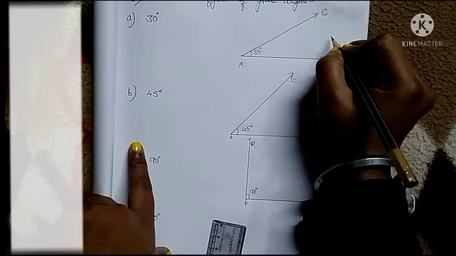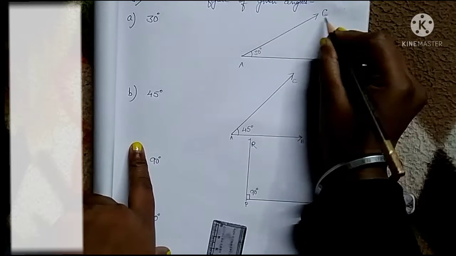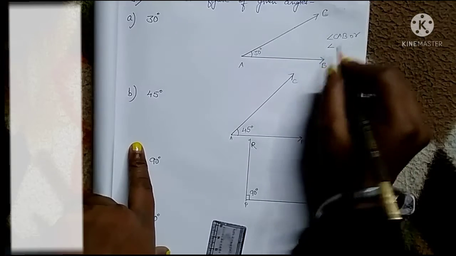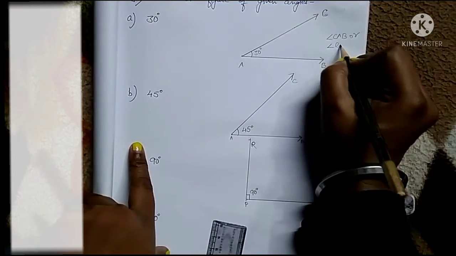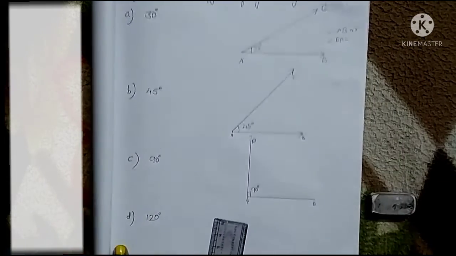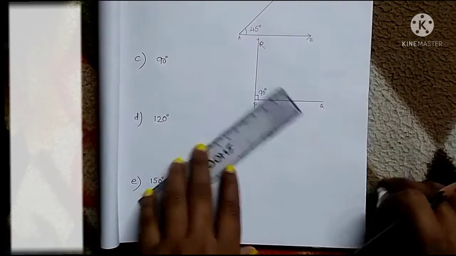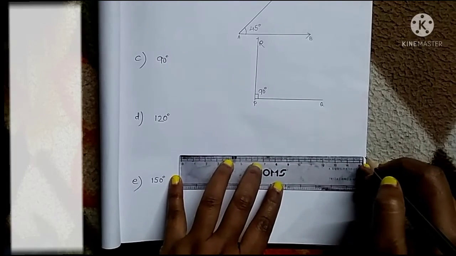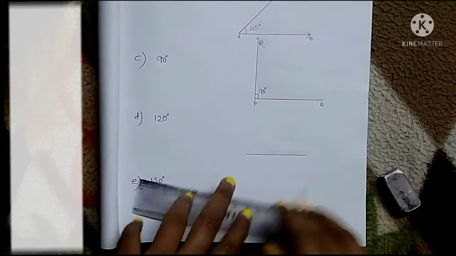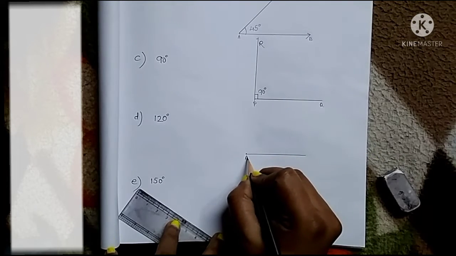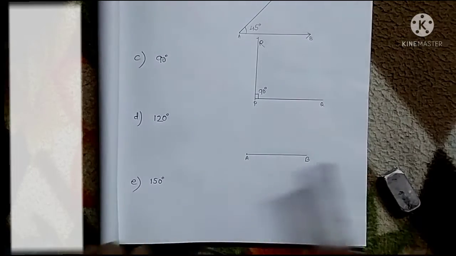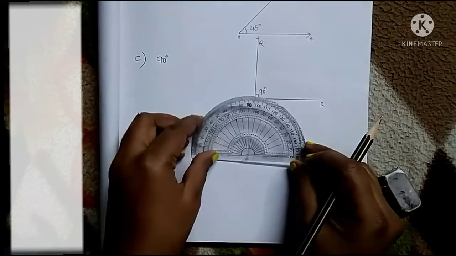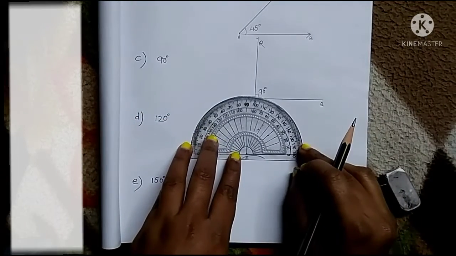How do we write? Angle CAB, or what else can we write? Angle BAC. Now we make a 120 degree angle. AB. Okay, now this is your protractor, center point and right proper way.